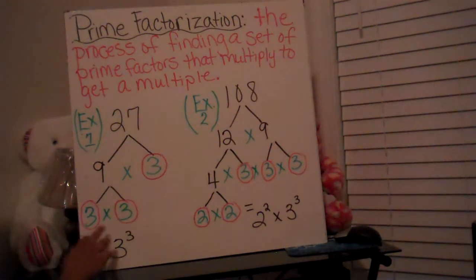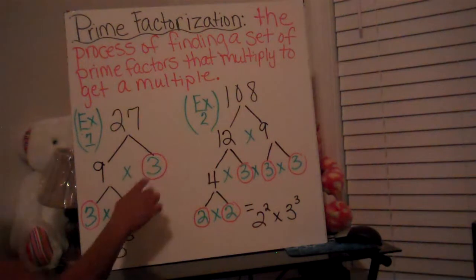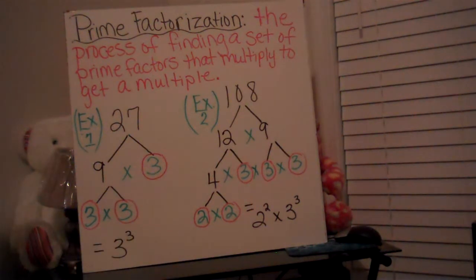Once we have all prime numbers, where every branch on the tree has a prime number under it that cannot be further decomposed, then we know we are done. And so the prime factorization of 27 can be written as 3 times 3 times 3. And if you write that in exponential form, the prime factorization of 27 is 3 to the third power.